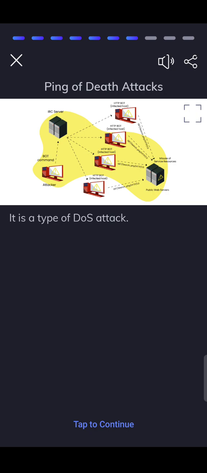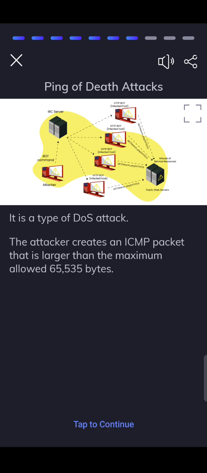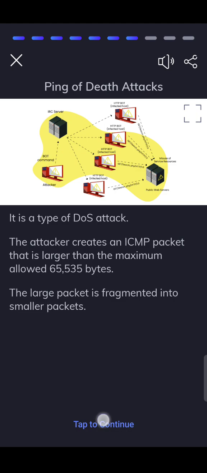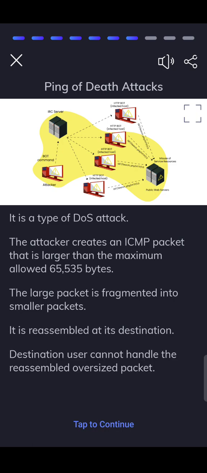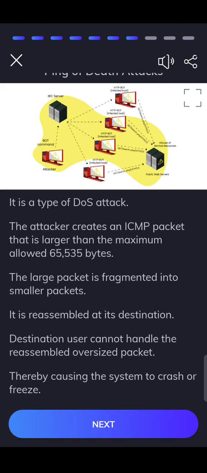It is a type of DoS attack. The attacker creates an ICMP packet that is larger than the maximum allowed, 65,535 bytes. It is reassembled at its destination. The destination user cannot handle the reassembled oversized packet, thereby causing the system to crash or freeze.